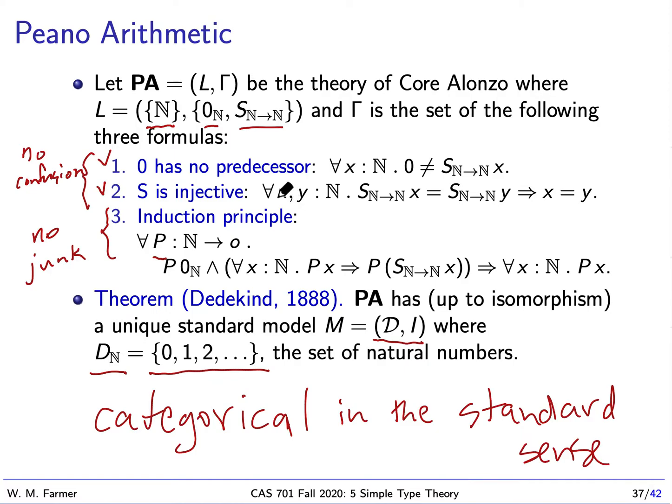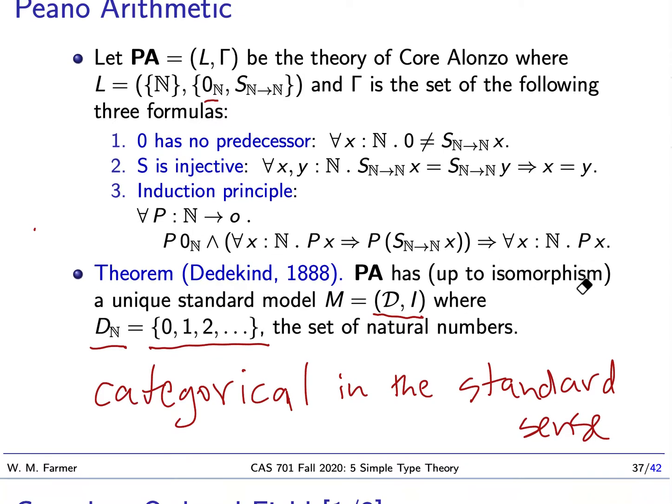Now, as I've said before, we cannot do this in first-order logic. The reason we can't do it is because we can't express the induction principle, the third axiom, in first-order logic. Okay, so we can't do it in first-order logic, but we can easily do it in core Alonzo.